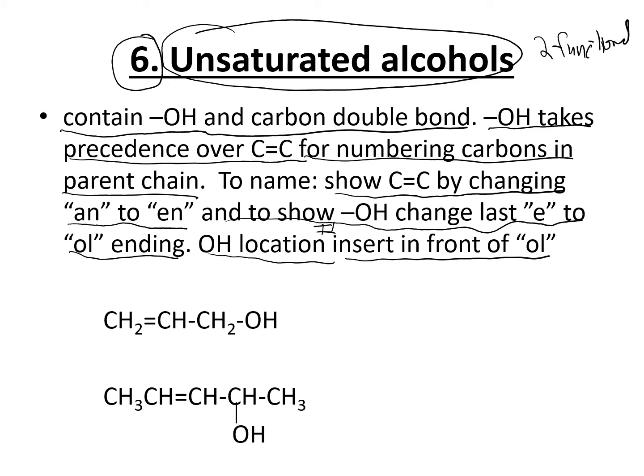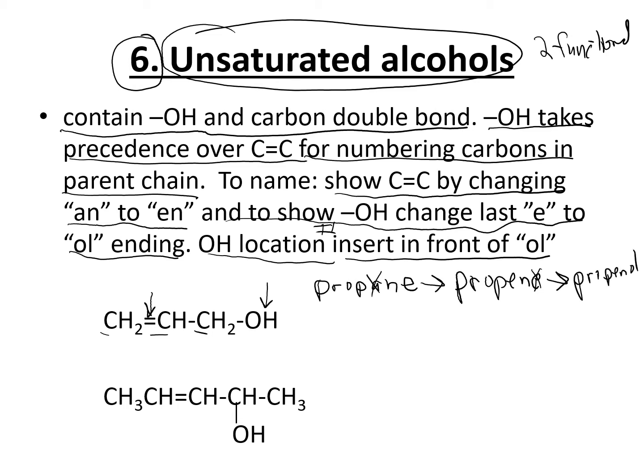So let's look at our first example. We have 3 carbons. So 3 carbons, if it was an alkane, would be called propane. Now our rule says we've got a double bond, so we're going to change that ending to an ENE, so that would be propene. And then, because we have an alcohol at the end, the hydroxyl, we're going to drop the E and add an OL. Now we want to show the location of where the hydroxyl group is attached and where the double bond is between two carbons.